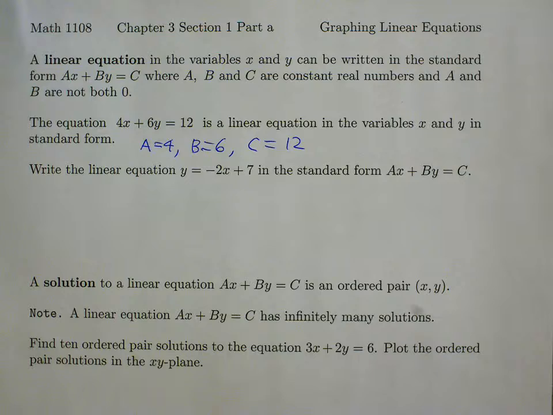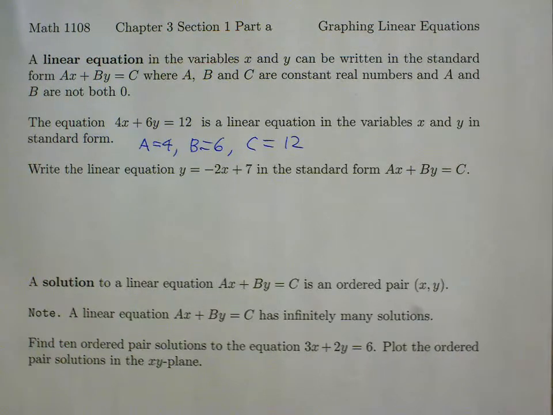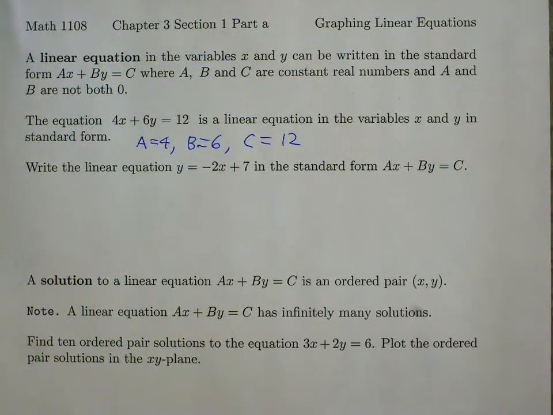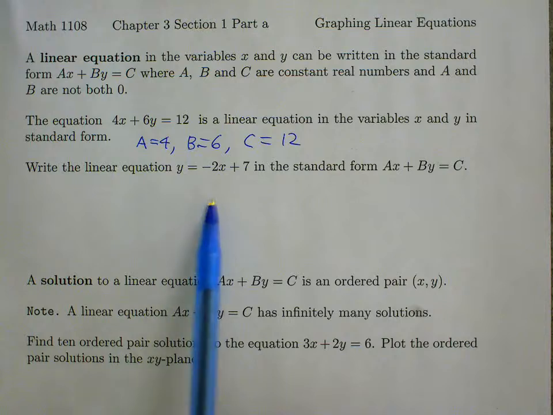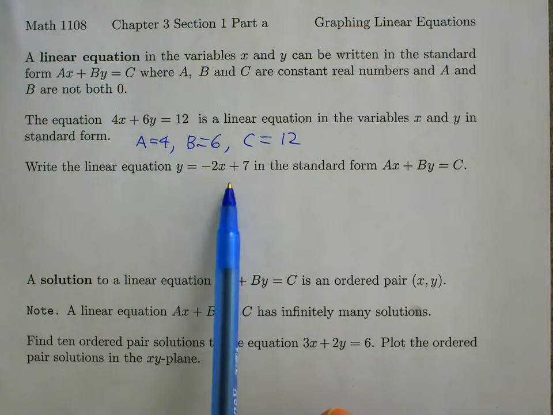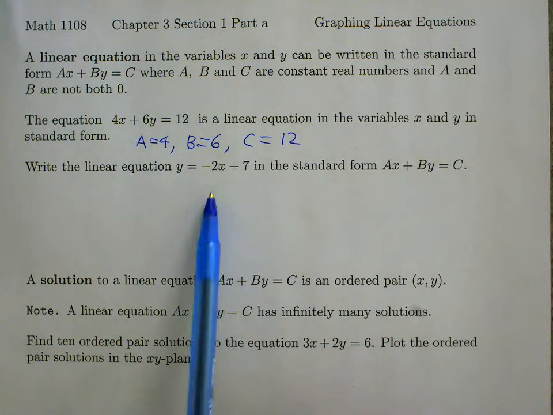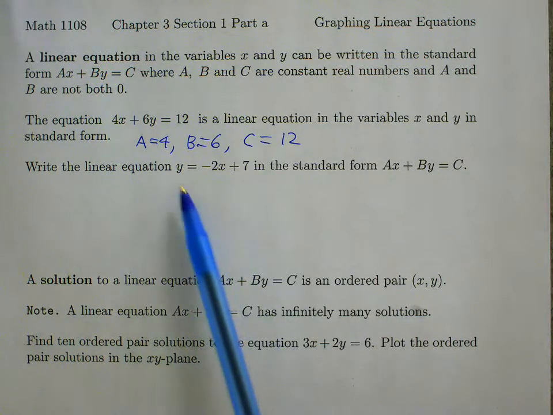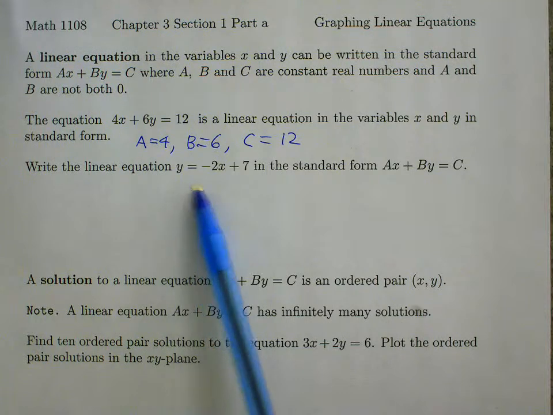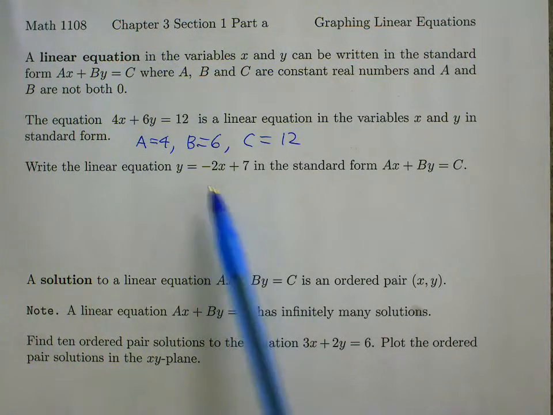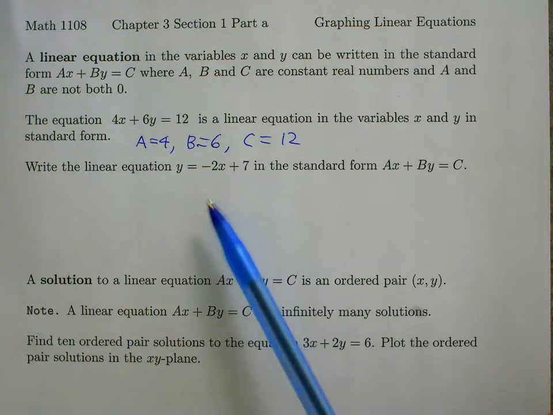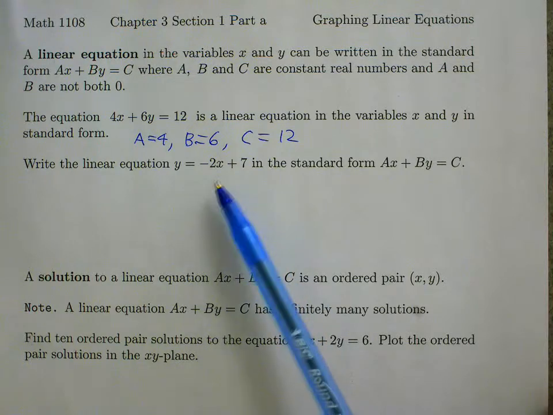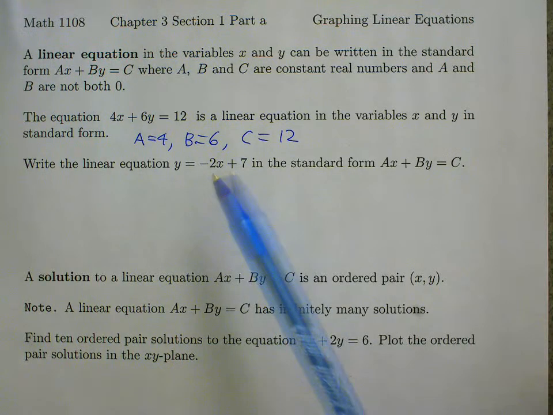Okay, if we have a linear equation in the variables x and y that's not in standard form, we can always do something to get it into standard form. So here is a linear equation in the variables x and y: y equals negative 2x plus 7. It's not in standard form, but it's still a linear equation in the variables x and y.